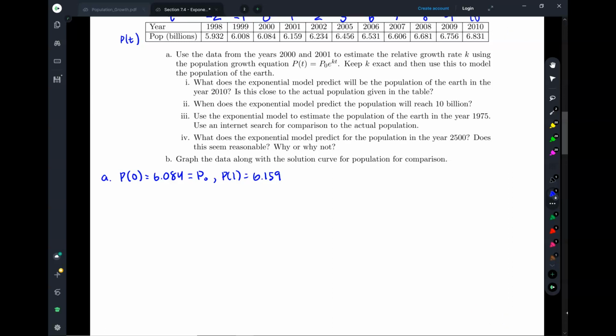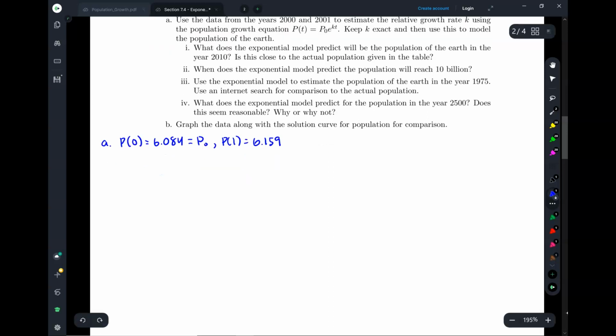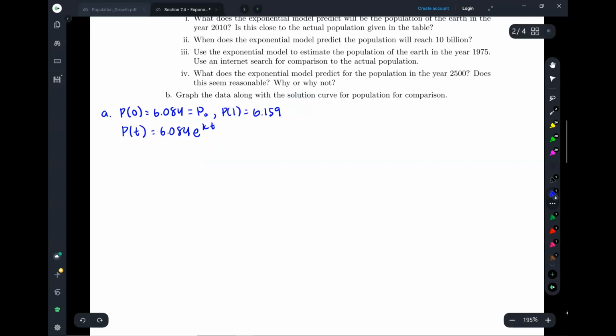Okay, so here we go. We're going to go ahead and try to find this k value. And there are multiple ways to do this, but this is the way that the book that we're using right now approaches it. And so I'm going to try to be consistent with that, but I will show you another way in a moment. So we know that P of t is the initial population, which was that 6.084, e to the kt, right? So what we're going to do is use this other data point that was in the year 2001 to find that particular k value. So P of 1, plugging in 1 here, I get 6.084 e to the k times 1. So that would be e to the k, right? And I know that that result should be 6.159.